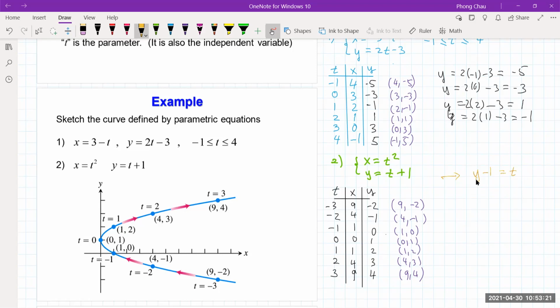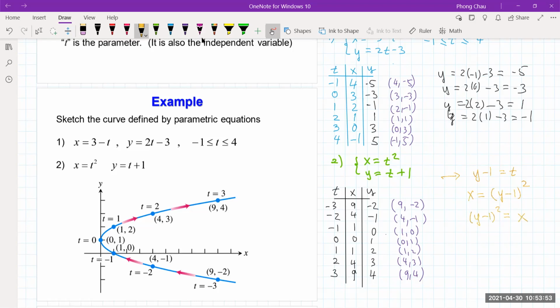Now, if t is y minus 1, I'm going to plug it into the first equation. The first equation is x equal t squared. But t, I can replace by y minus 1, squared. So you see that I end up with this equation. Or if we flip it, it is y minus 1 squared equal x.